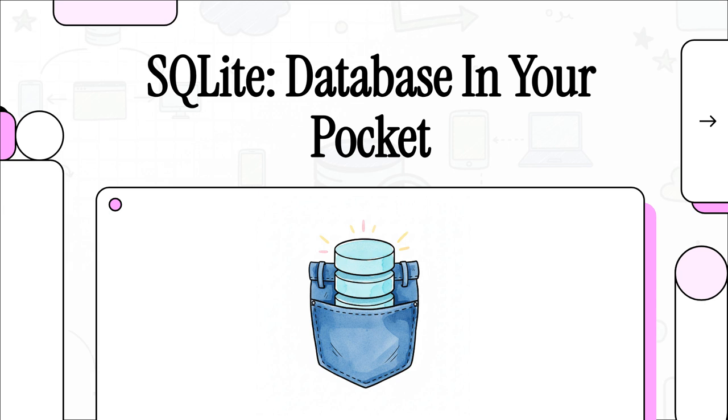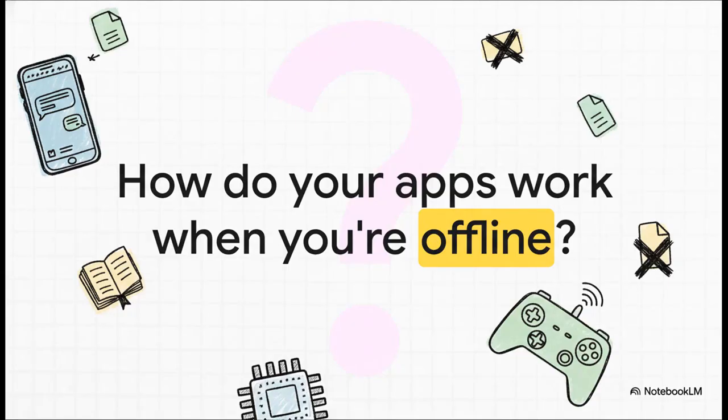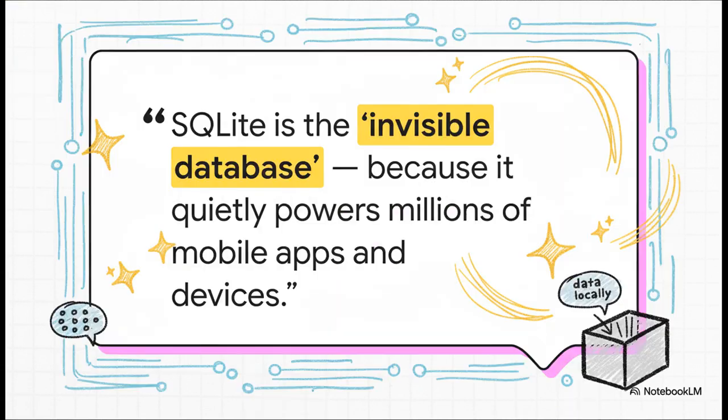Let's dive in. I mean, really think about it. You're typing out a message, you're checking your to-do list, maybe playing a game. You've got no internet connection, but everything just saves. It honestly feels like magic, doesn't it? But it's not. It's actually a really clever piece of engineering that's living right there on your device. And the secret is a technology called SQLite.